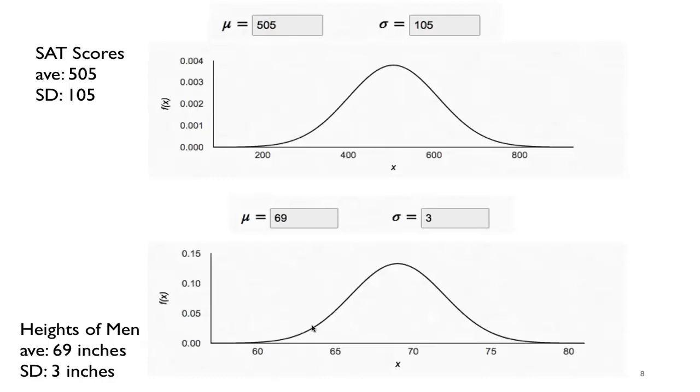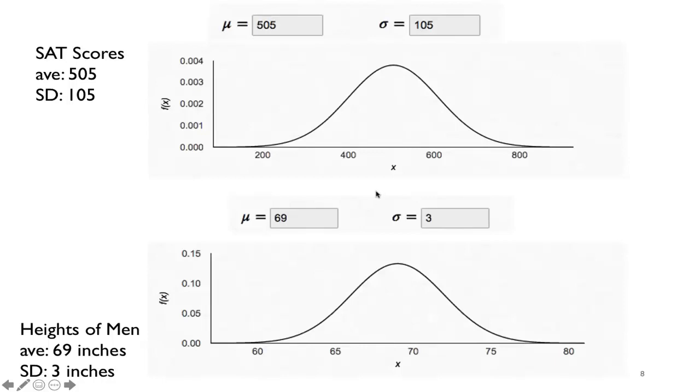As an example, look at a typical SAT score of a certain year. Say in one year the average was 505 on the SAT, say the SAT math score, and the standard deviation is 105. If I plot the distribution of all the scores, it looks something like this. And if we look at heights of men, maybe the average is 69 and the SD is 3. Here's the average right here, and here's the distribution of all the heights of all the men.